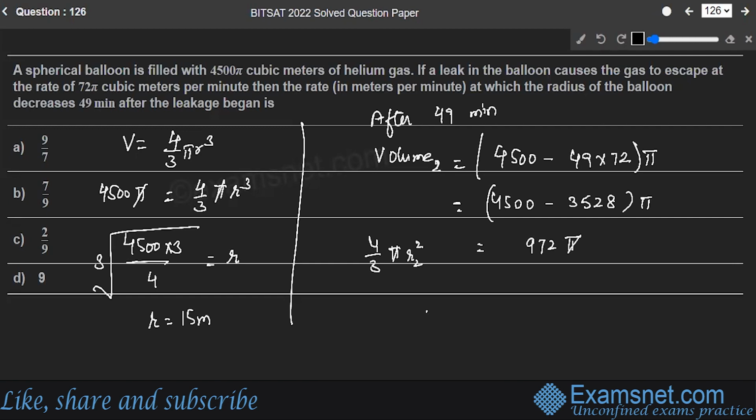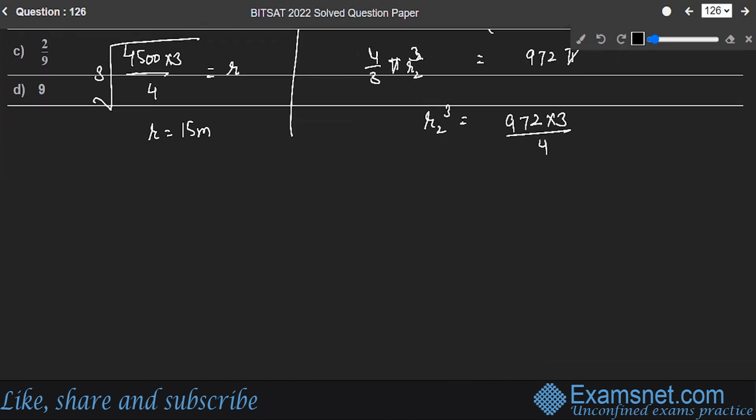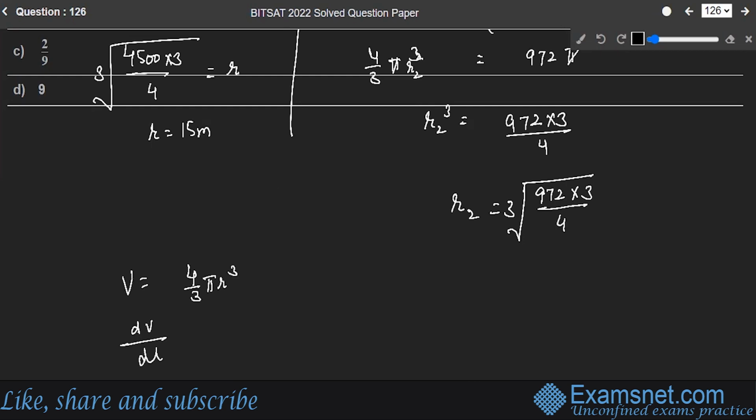So you will have R cube. R2 cube is equal to 972 into 3 upon 4, or you have the second radius as 972 into 3 upon 4 cubic meters. Okay. Now, for finding out the rate of change, the volume was equal to 4 by 3 pi r cube, or dv upon dt is equal to 4 by 3. 3 and 3 will cancel. 4 by 3 into 3. Okay, like this. Square into dr upon dt.